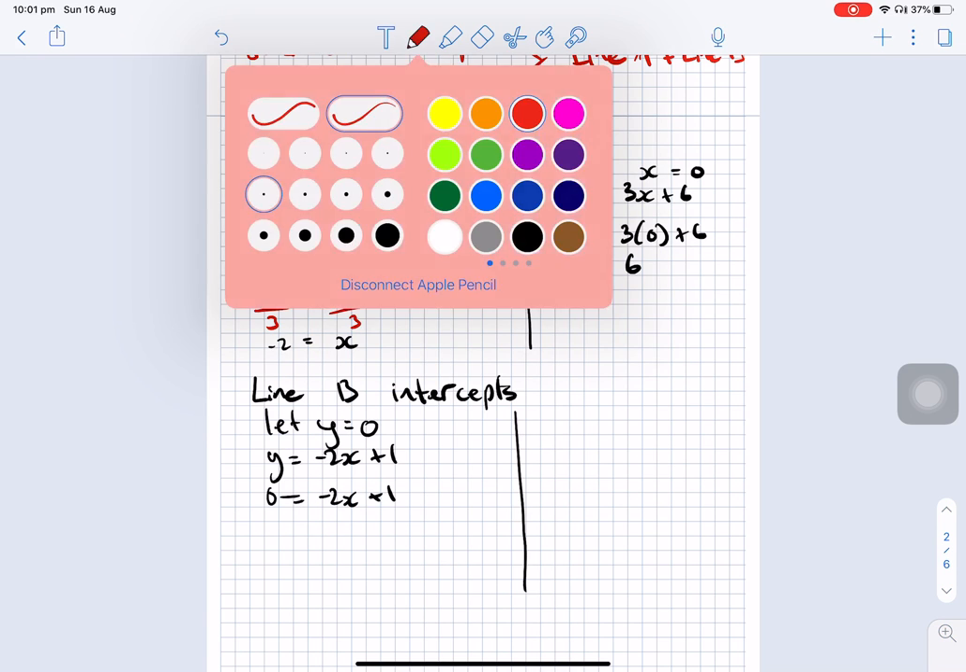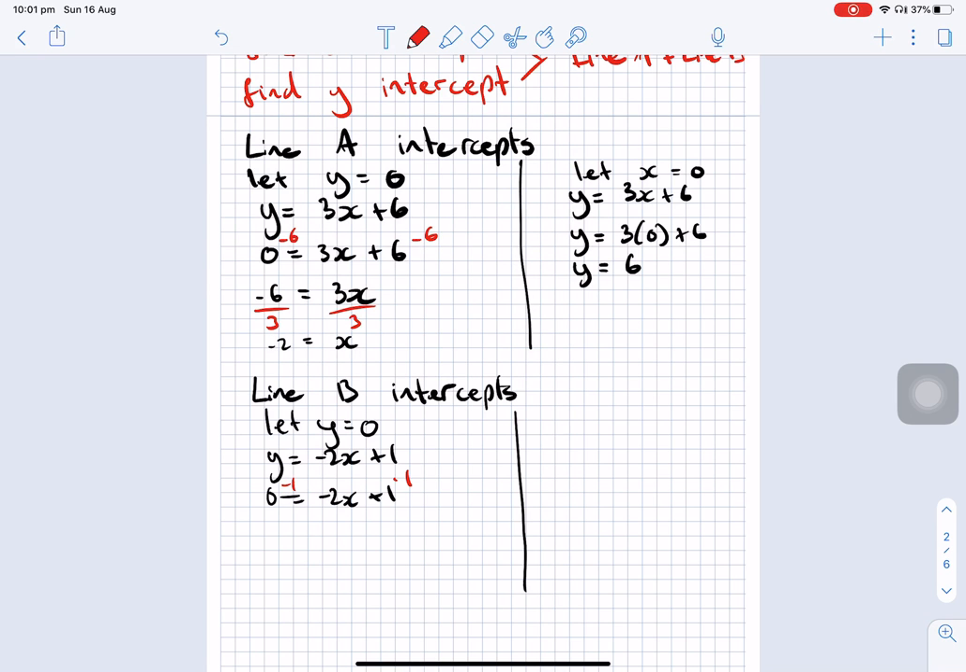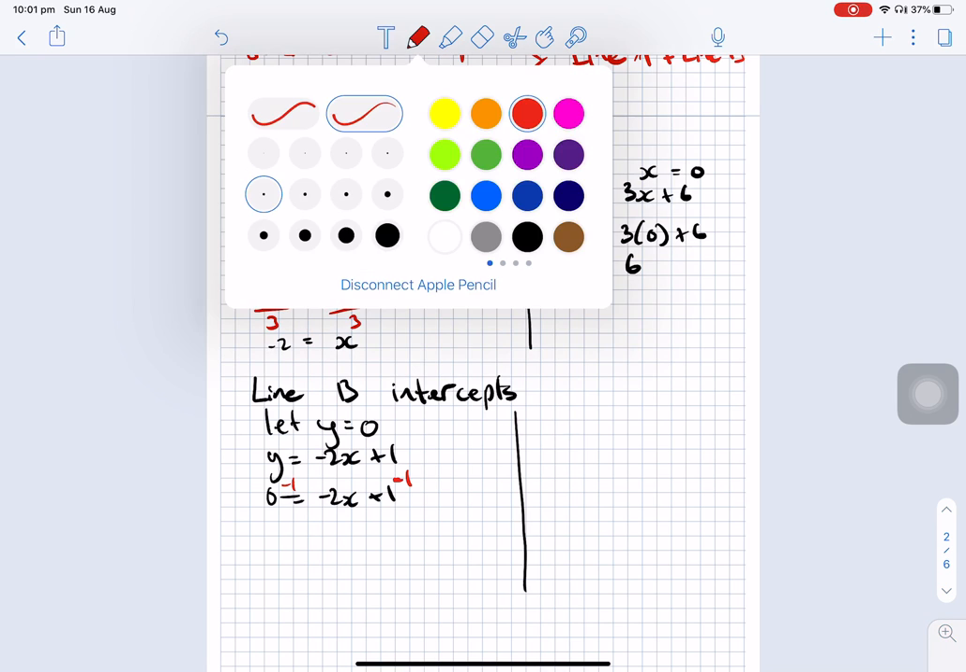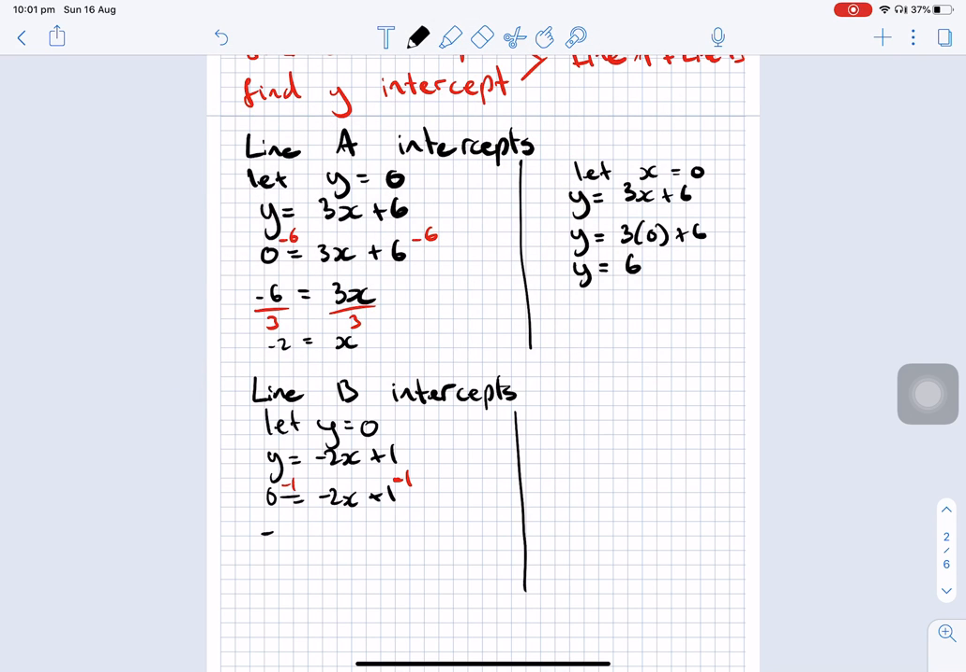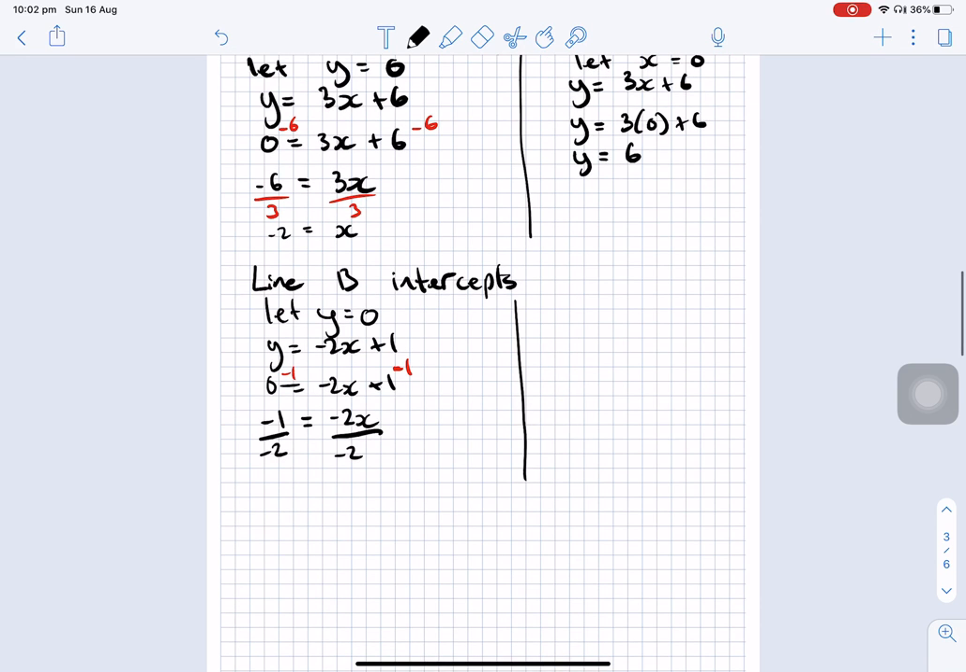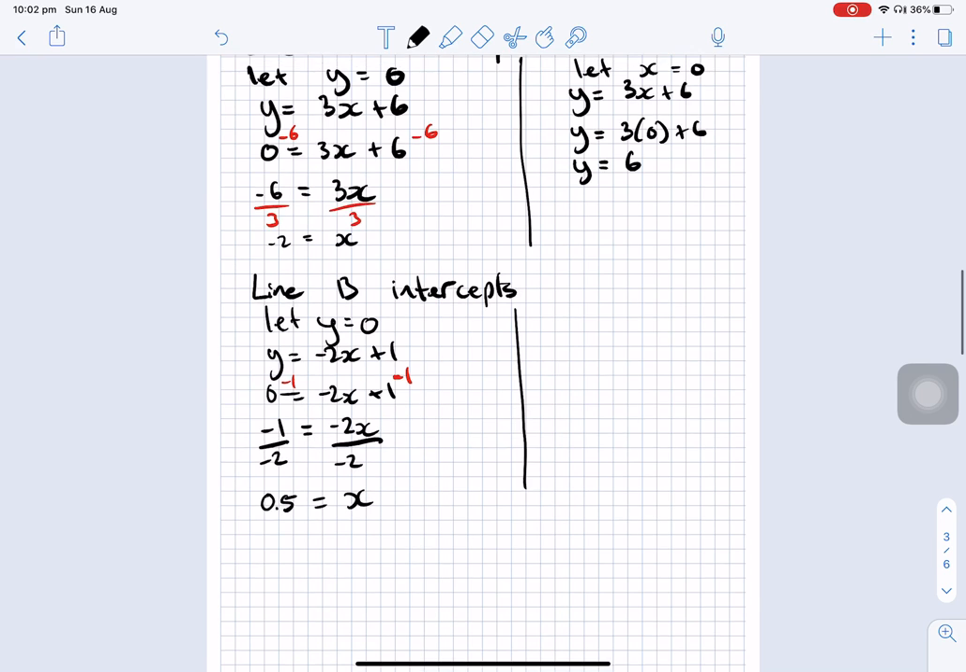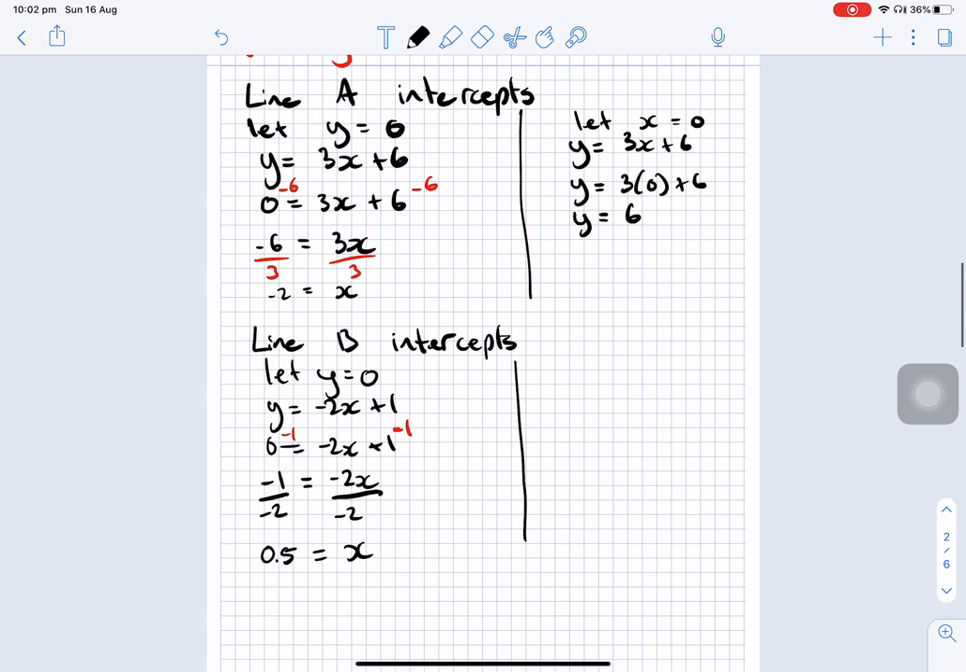We minus 1 from both sides, and that means that negative 1 equals negative 2x. Divide both sides by negative 2, and that means that negative 1 divided by negative 2 is just positive 0.5 equals x. Negative 2x divided by negative 2 gives us x. And then we're going to let x equal 0.